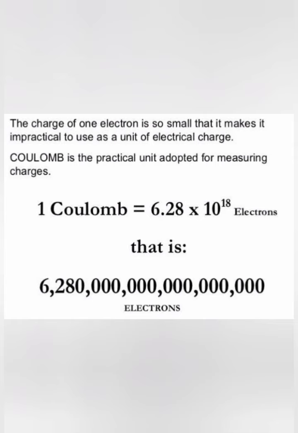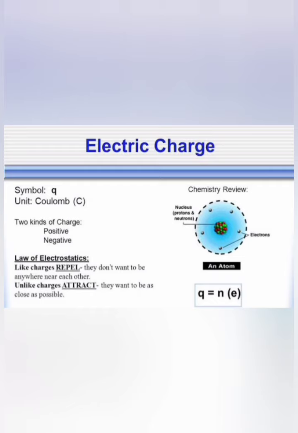In electricity, we mainly concentrate on electrons. The negatively charged particles move along and produce electricity, so we have to concentrate on electrons. So 1 coulomb of charge is equal to the charge on 6.28 into 10 to the power of 18 electrons. The symbol of the charge is Q and its unit is coulomb.